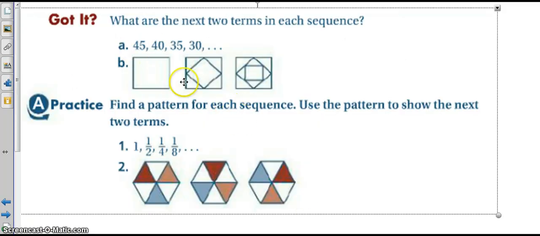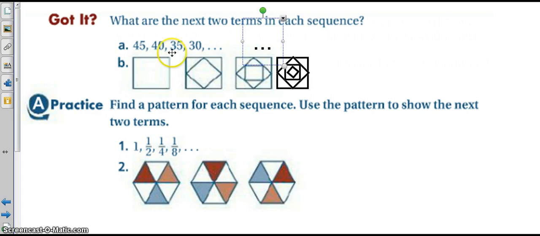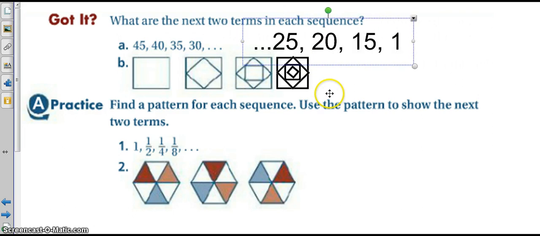All right, guys, so we are on the got it for problem 1 here. You see you have a numerical sequence that you want to find the next two terms, and then you have a geometric shape sequence that you want to find the next two terms. So pause the video and try that. So my arithmetic sequence up here, you can see we are reducing by 5 every time. So my next two terms would be 25 and 20, and we could even keep going because that would be really easy.